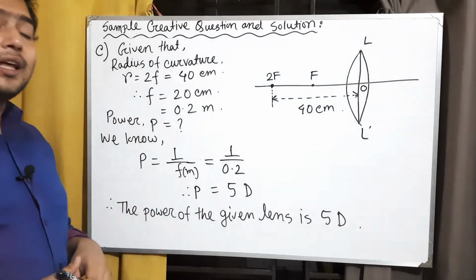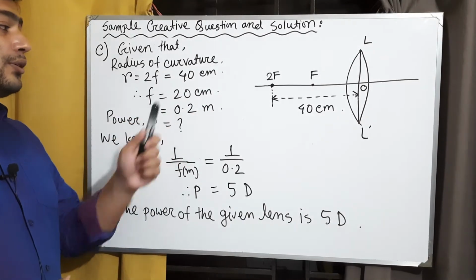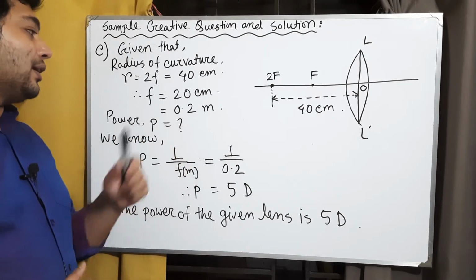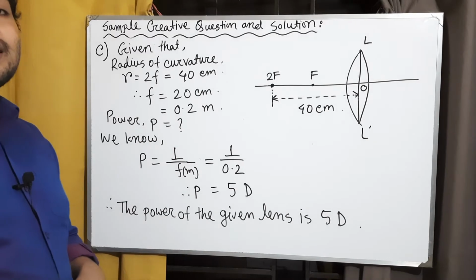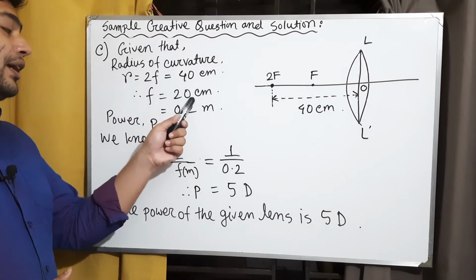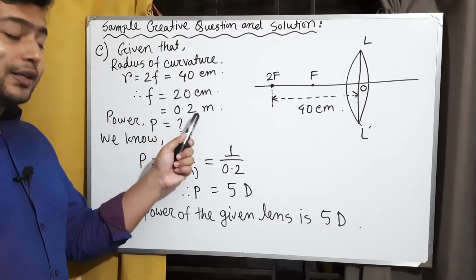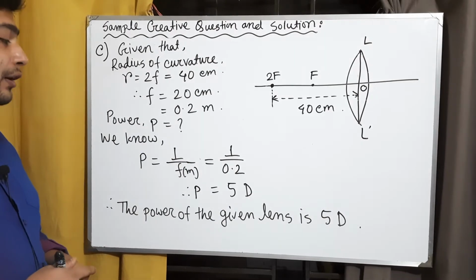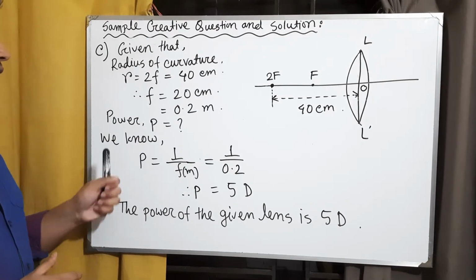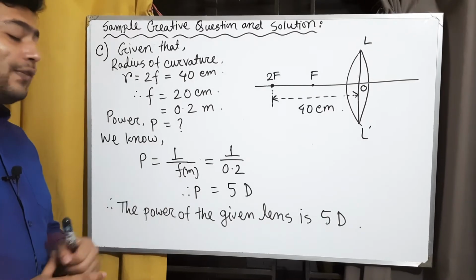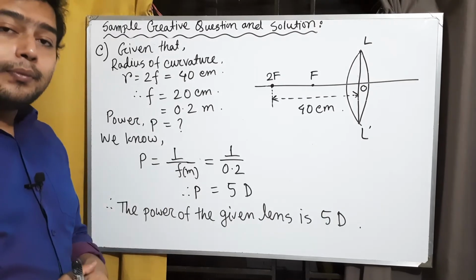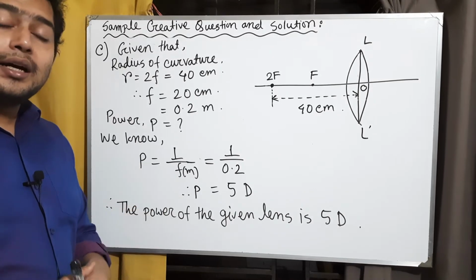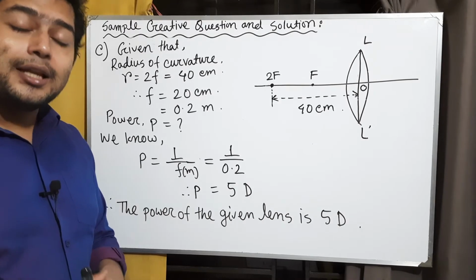So our focal length will be small f equals 40 by 2 equals 20 centimeter, and we need to convert it into meter units. Divided by 100, we get 0.2 meter. Now we need to determine the power of the given lens. Here we know that P equals 1 by f, the reciprocal of the focal length of the given lens, and here the f must be in meter unit.